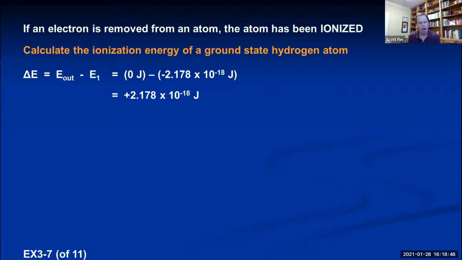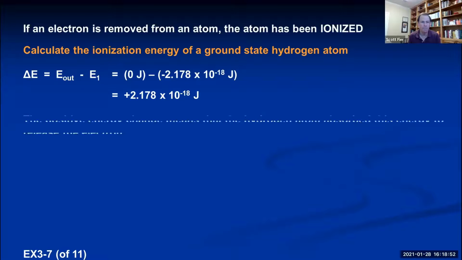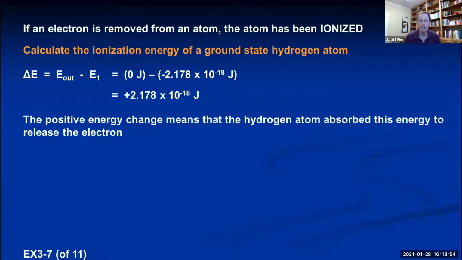If you have an electron attracting the nucleus in a hydrogen atom and you want to pull it out of the atom, it's going to require energy to do that. So the positive energy change means that the hydrogen atom absorbed this energy in order to release the electron. So those are the concepts, the types of things I would like you to be able to do with the Bohr equation, where he's able to calculate the energy of an electron in the hydrogen atom. Now let's relate it to today's experiment.